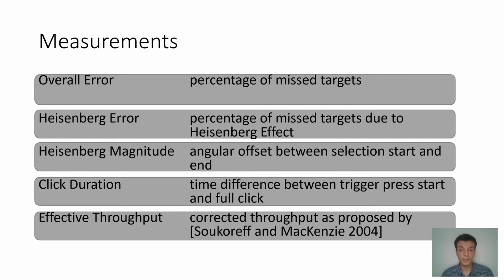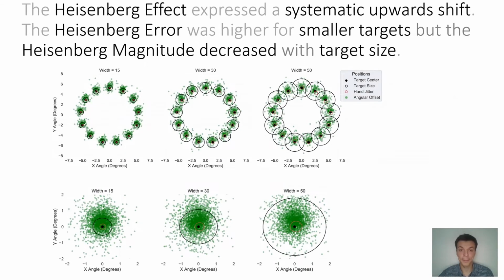The click duration, so the time it takes for the trigger press to finish, to reach this final click where the click event is sent to the software. And we also calculated effective throughput as proposed by Soukoreff and MacKenzie to see the impact on the performance.